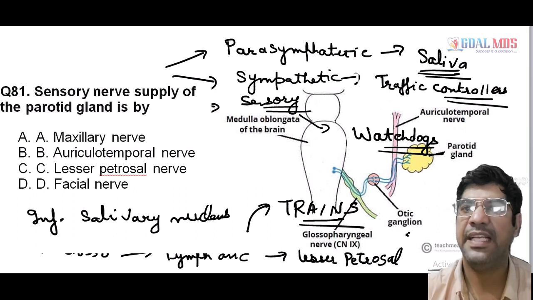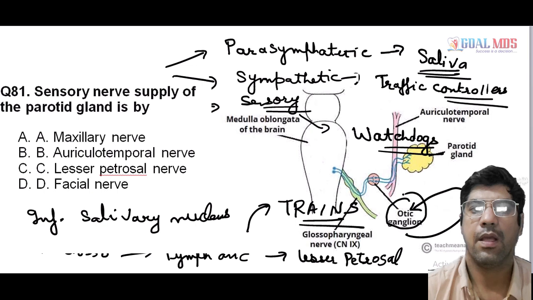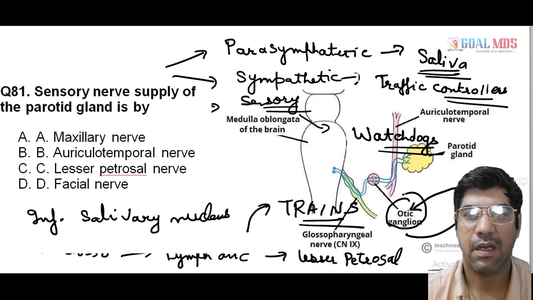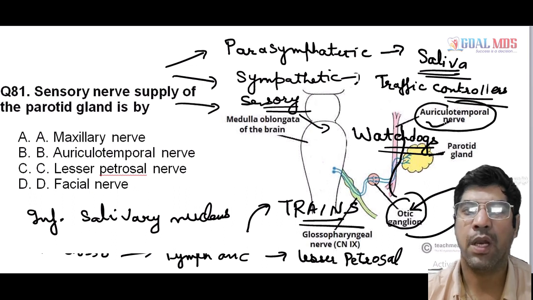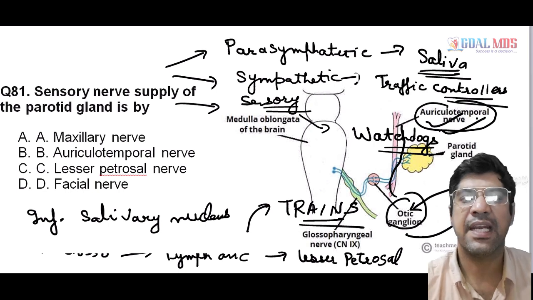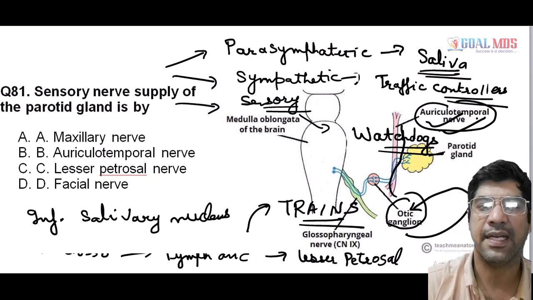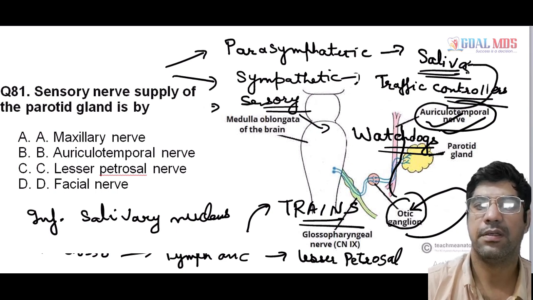Once they reach the otic ganglion, they meet up with other agents for briefing. After briefing, the agents continue their mission by hitching a ride on the auriculotemporal nerve, that acts like a secret agent car. So they finally reach the parotid gland where they tell it to start producing saliva.